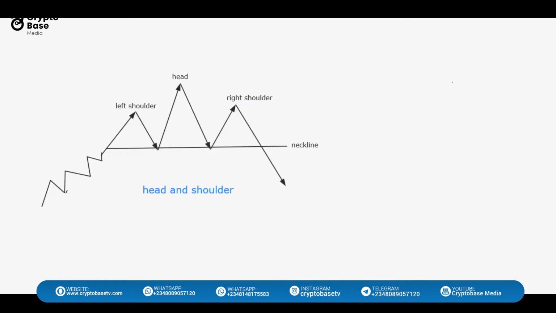Now, how can you use head and shoulder to spot opportunities? Normally, it starts from an uptrend line. When that price continues to move and then momentum reduces, the buyers are already getting tired. People are taking profit. That is how it happens, guys. This is basically explaining the price action to you.